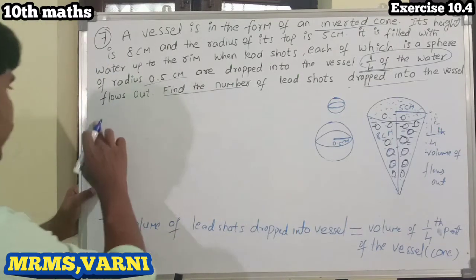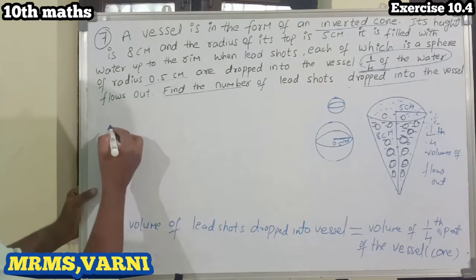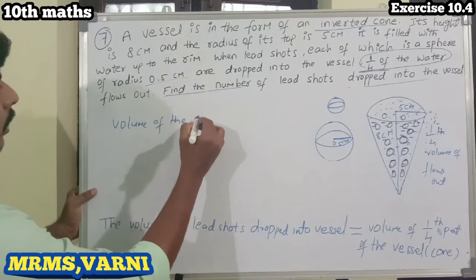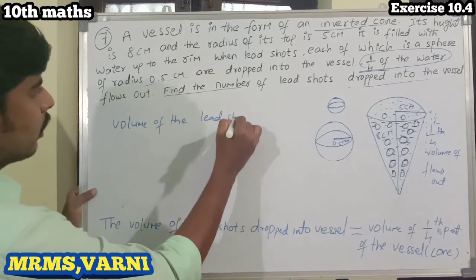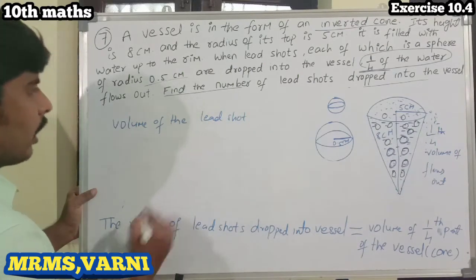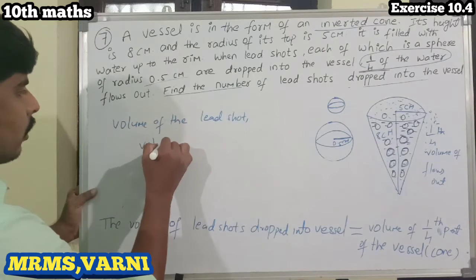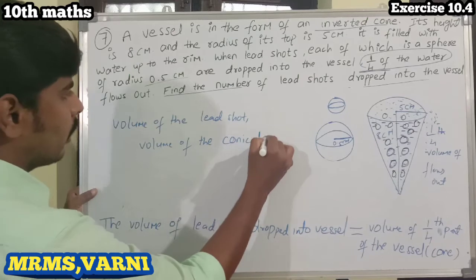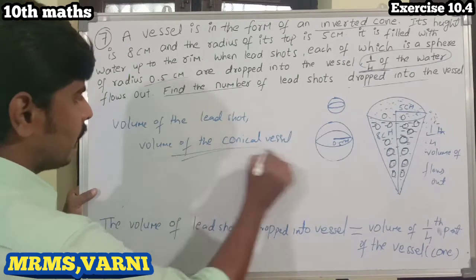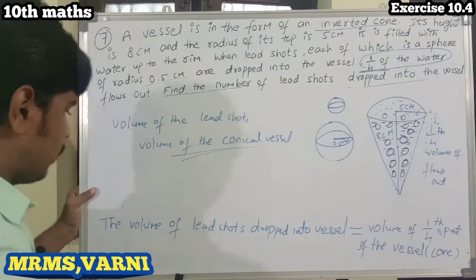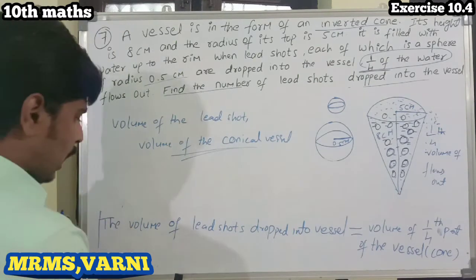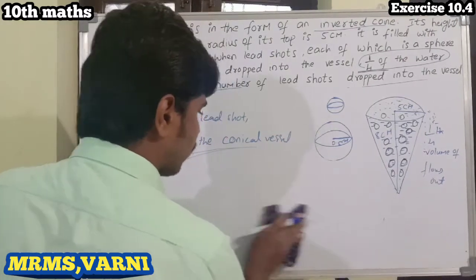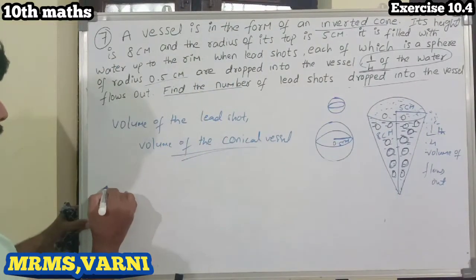First of all we have to find the volume of each lead shot, as well as the volume of the conical vessel, isn't it? Is it clear? Right. So remember this statement. I'm going to erase this.